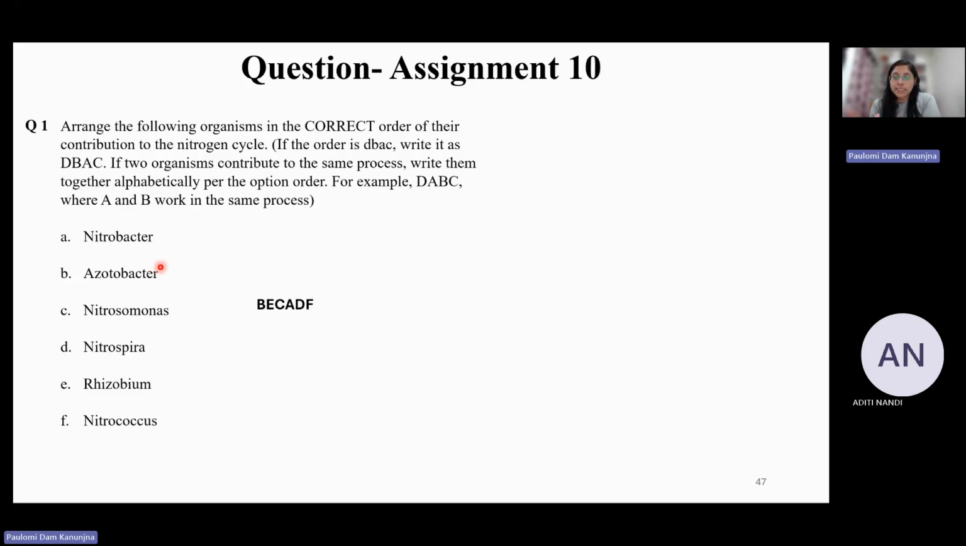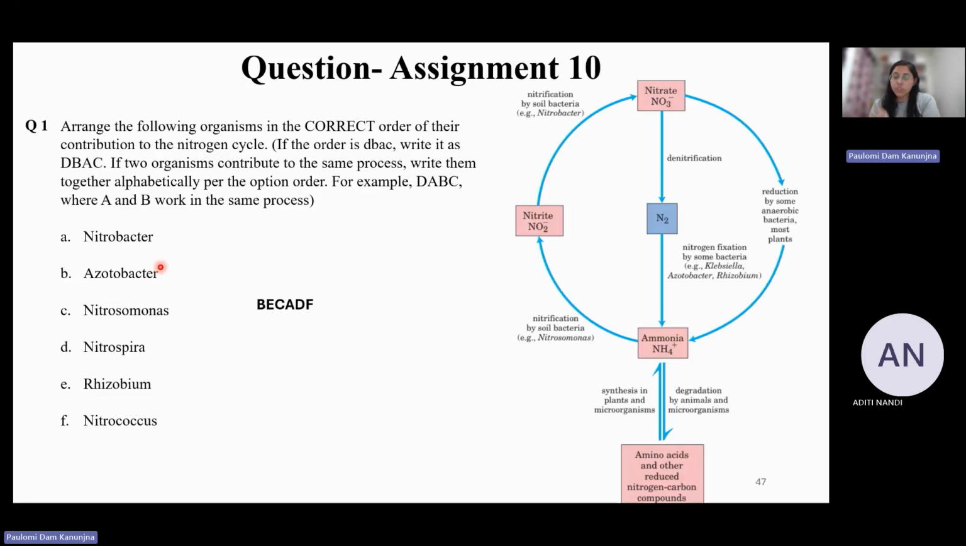Okay, the answer is BECADF, and that's because of this. What you need to remember is where you are starting from. You're starting from Azotobacter, which is fixing of nitrogen, and then you are going to Rhizobium. Then you have C, which is your Nitrosomonas here. Then you have A, which is your Nitrobacter. And then you have the ones which are Nitrospira and Nitrococcus.